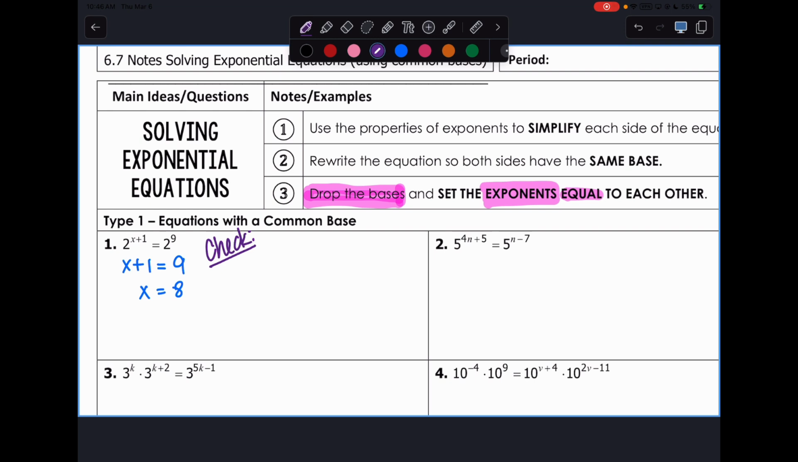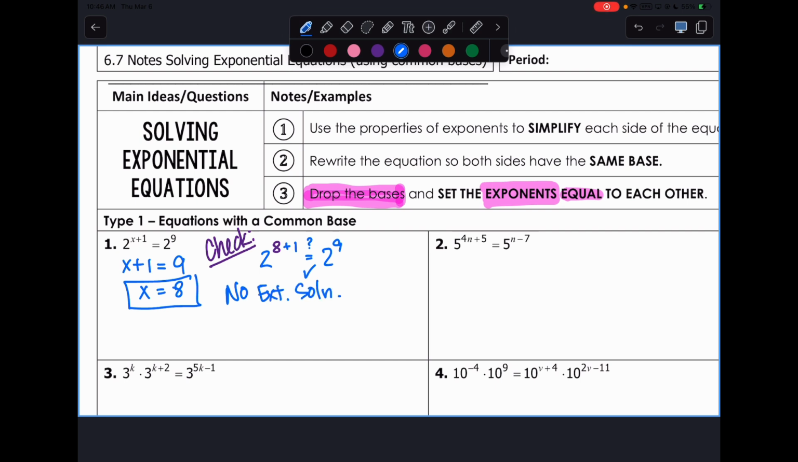So how do we check for extraneous? Plug the x that you found back into the original equation. 2 to the 8 plus 1. Does it equal 2 to the 9th power? Yes, it does. Easy peasy, right? So this is the correct answer. There are no extraneous solutions, and we can move on.